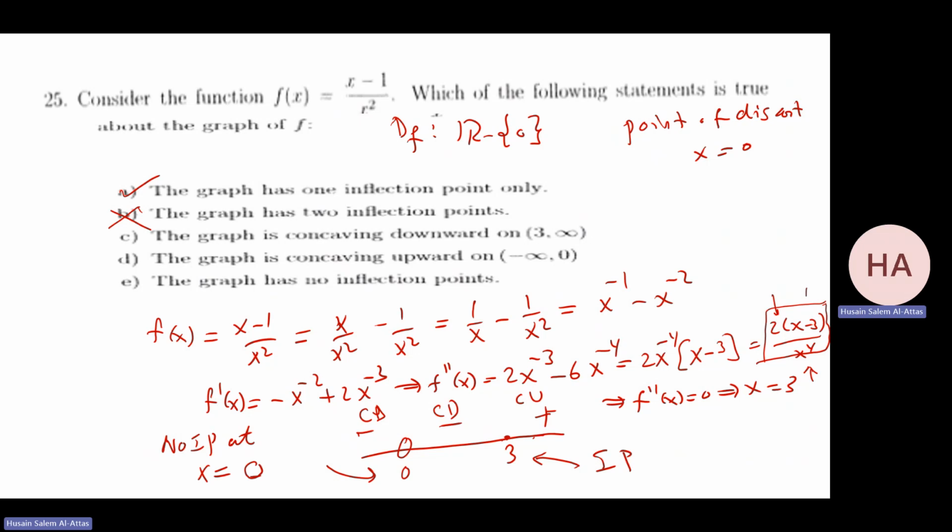The graph is concave down 3 to infinity? No, it's concave up. Wrong. The graph is concave up minus infinity to 0? No, it's concave down. Has no inflection point? No, it has one inflection point. So this is the answer.